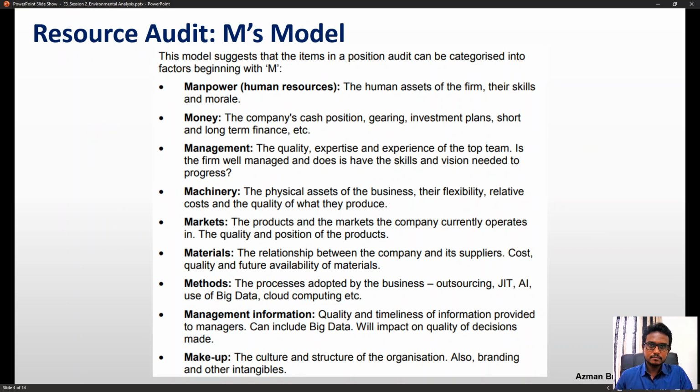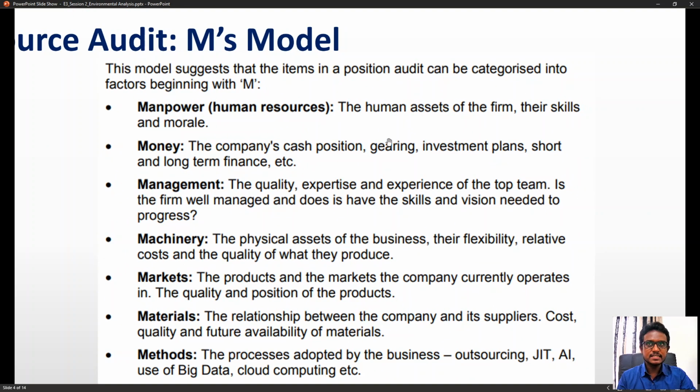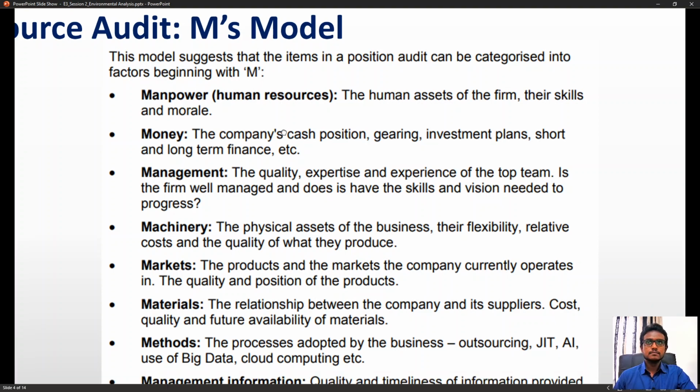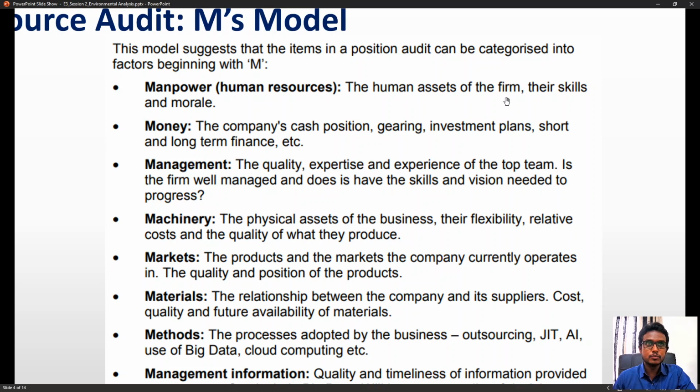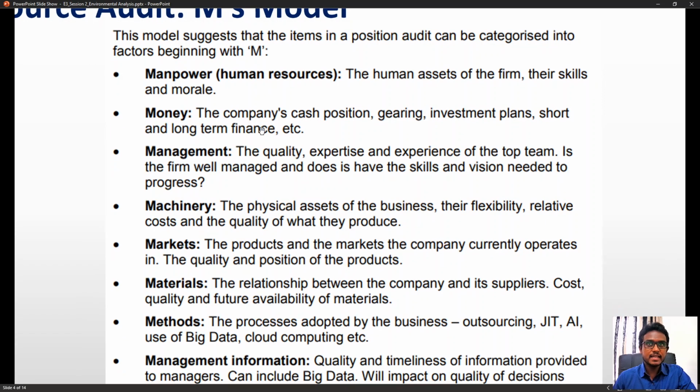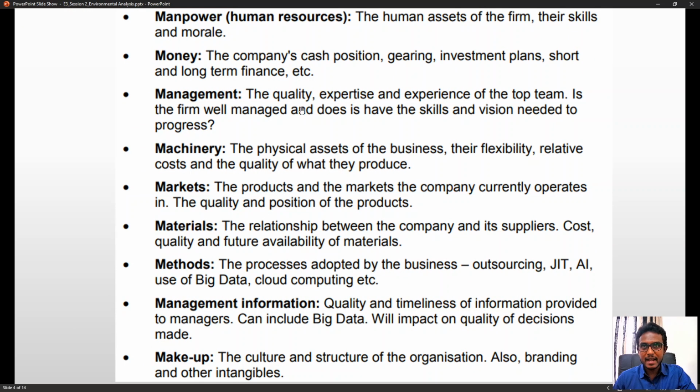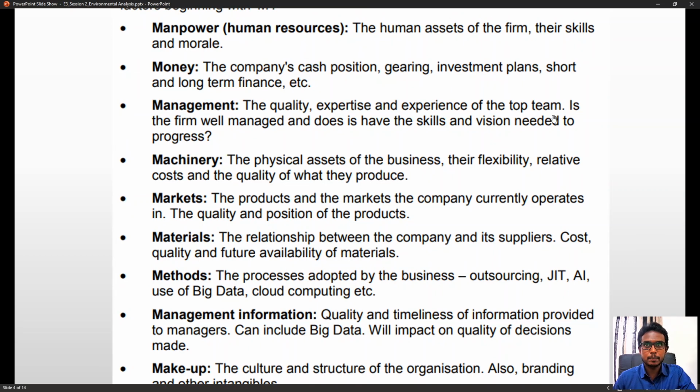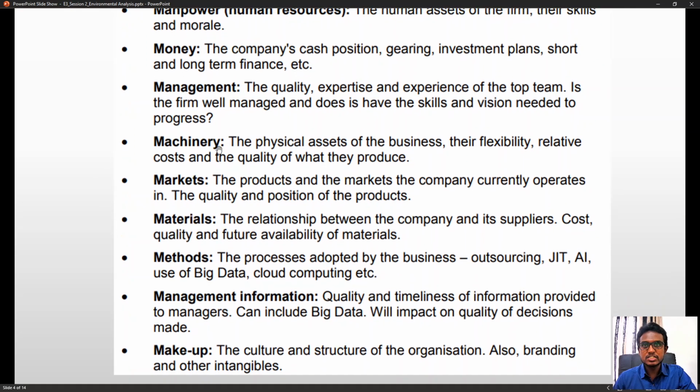Firstly, the resource audit. Now in this segment, we are going to look at the EMS model. This model suggests, now when you see this, you'll realize how simple it is, that the items in a position audit can be categorized into factors beginning with M. So factors like manpower, the human assets of the firm, their skills and morale; money, the company's cash position, gearing, investment plans, short and long-term finance, etc. Then you've got management, the quality, expertise and experience of the top team. Is the firm well managed, and do they have the skills and vision needed to progress? Then you have machinery, the physical assets of the business, their flexibility, relative costs and the quality.